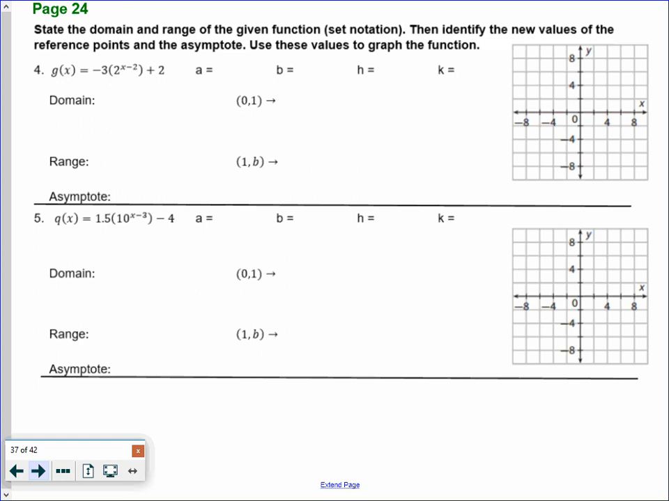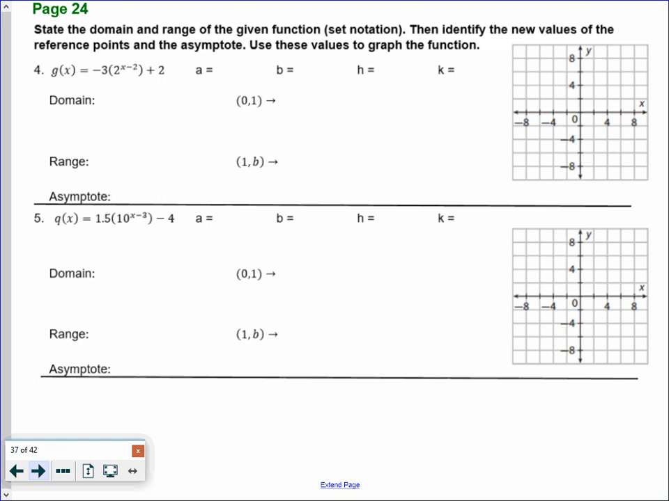So now we're going to do a few graphing problems. For these, I'm going to do only one of each type of function. So I'm going to do one transformed exponential growth function, one transformed decay function, and one transformed exponential e function, or base e exponential function.